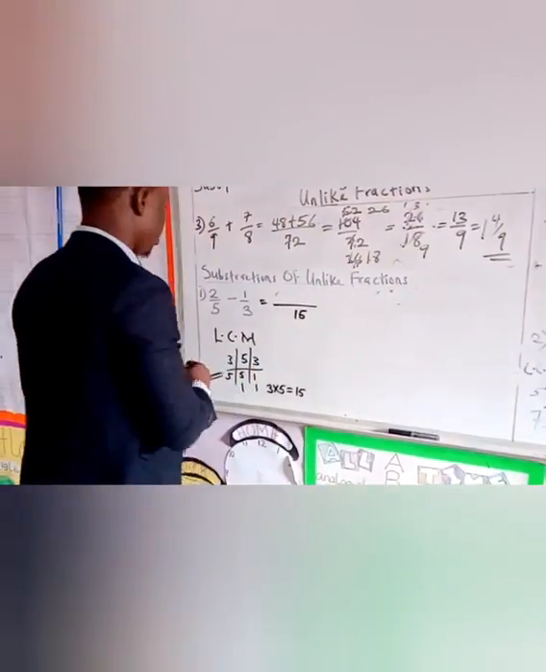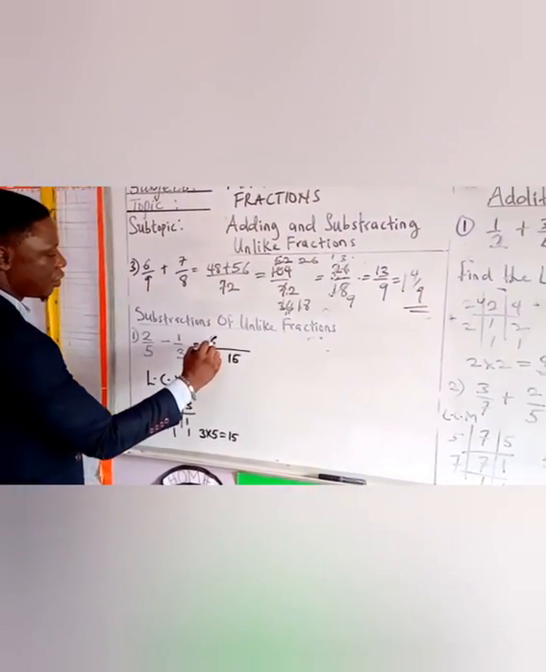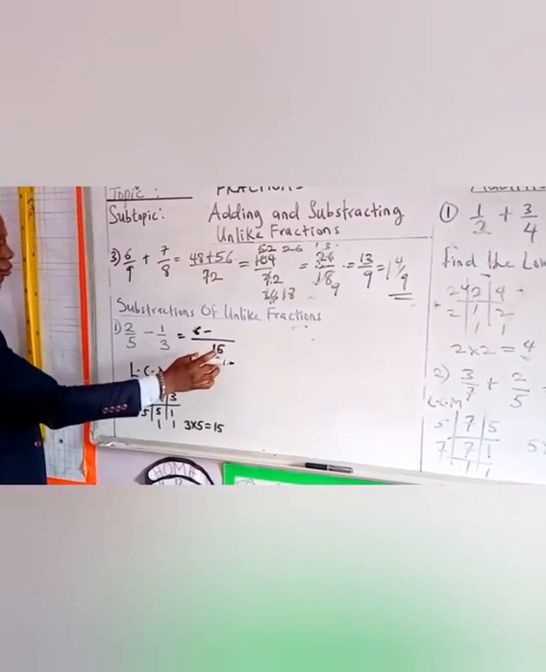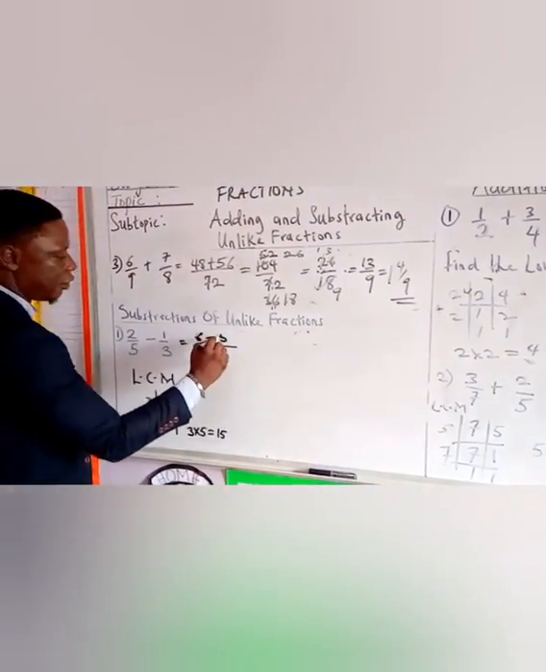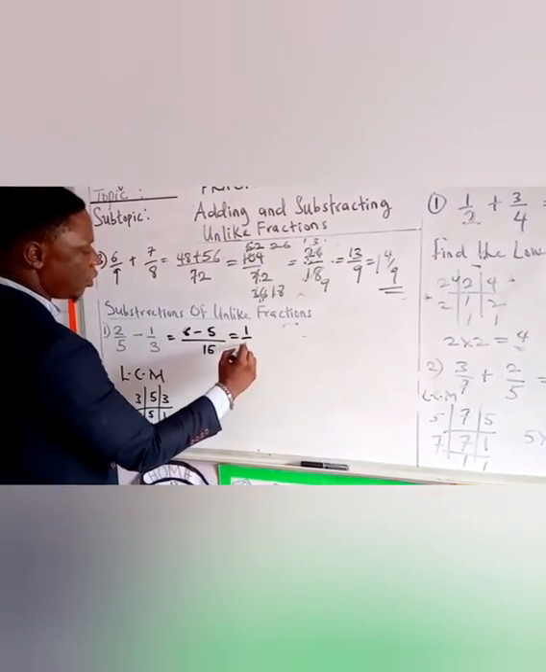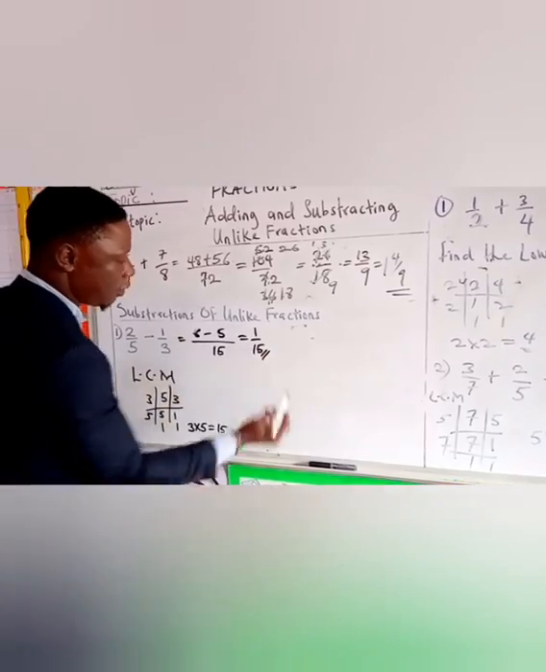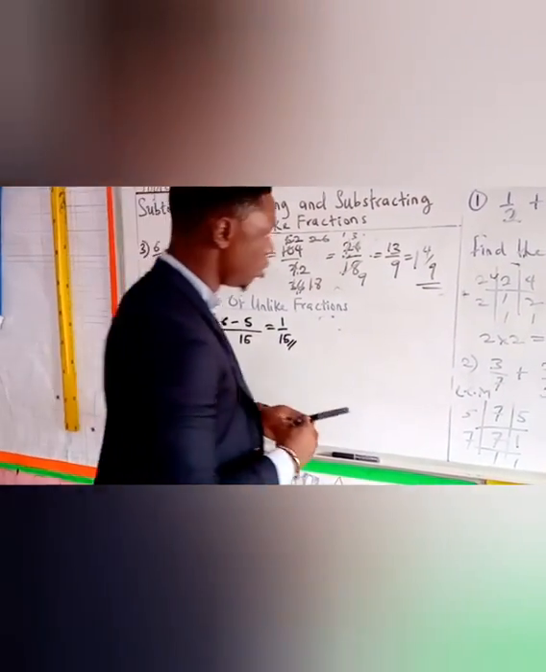Okay? So 15 divided by 5 is 3. 3 times 2 is 6, minus 15 divided by 3, which is 5, 5 times 1 is 5. So we have 6 minus 5 is 1 over 15. Very simple, you will say. So we have our number 2.